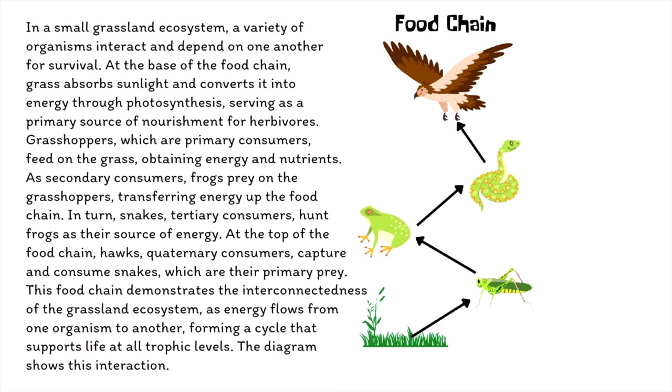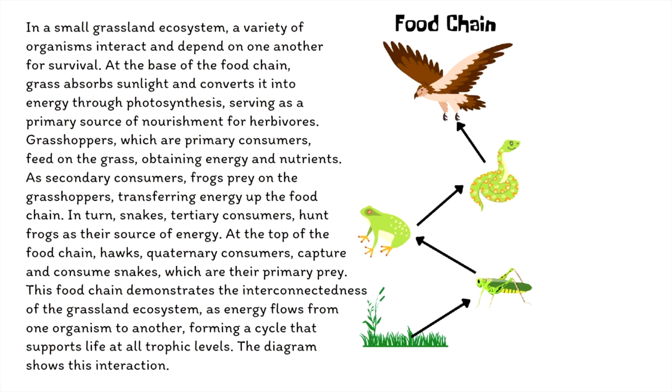Grasshoppers, which are primary consumers, feed on the grass, obtaining energy and nutrients. As secondary consumers, frogs prey on the grasshoppers, transferring energy up the food chain. In turn, snakes, tertiary consumers, hunt frogs as their source of energy. At the top of the food chain, hawks, quaternary consumers, capture and consume snakes, which are their primary prey.